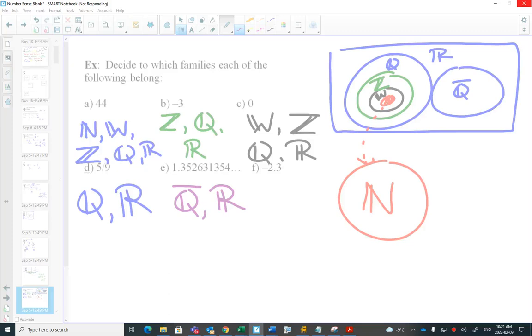But if we look at the last one, negative 2.3, that is going to be a rational number and a real number. Okay, well, usually it starts to respond after anywhere between 1 and 25 minutes. So I will give you your homework worksheet to start on so we're not wasting time.